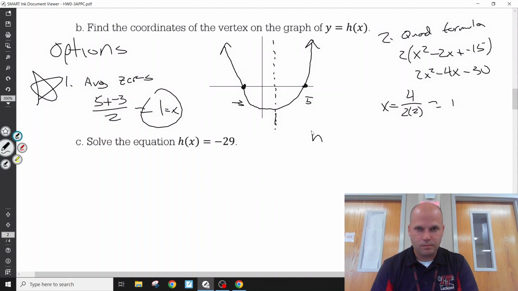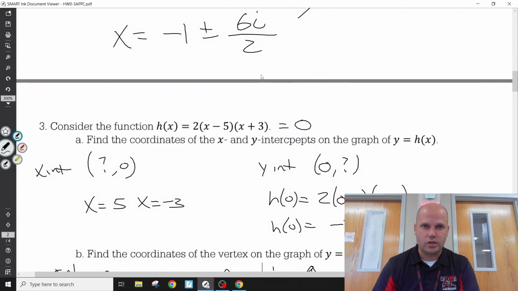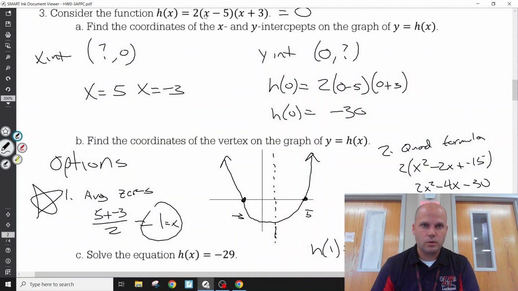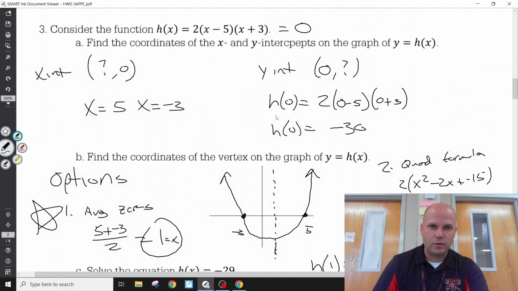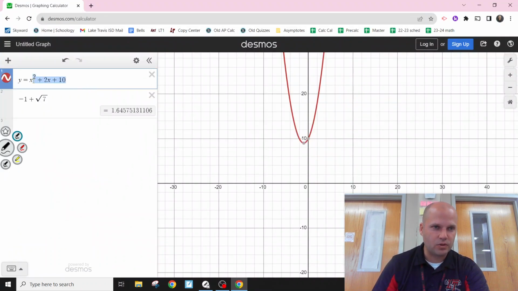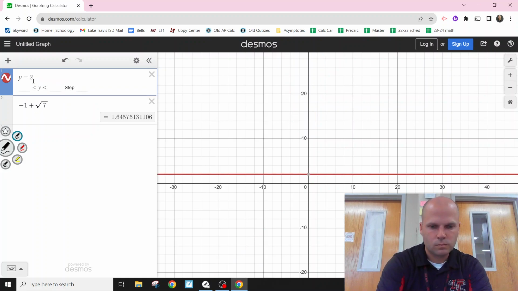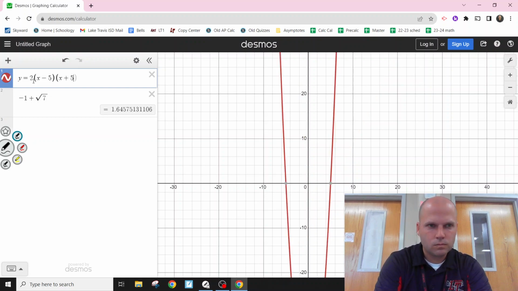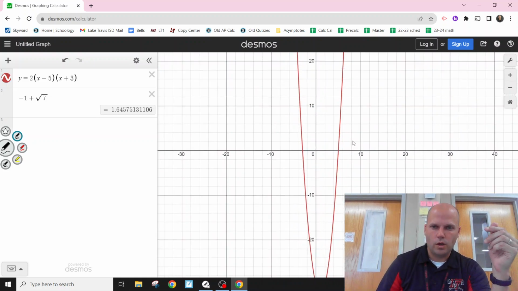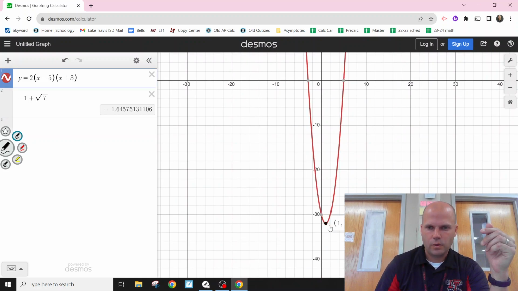The y-coordinate, plugging in 1 into the original equation, it's probably easy enough to do 2 times -4, plugging in 1 times 4. So I get -16 times 2, which is -32. If we graphed 2, x minus 5, x plus 3, you get 1, -32, 5, -3.